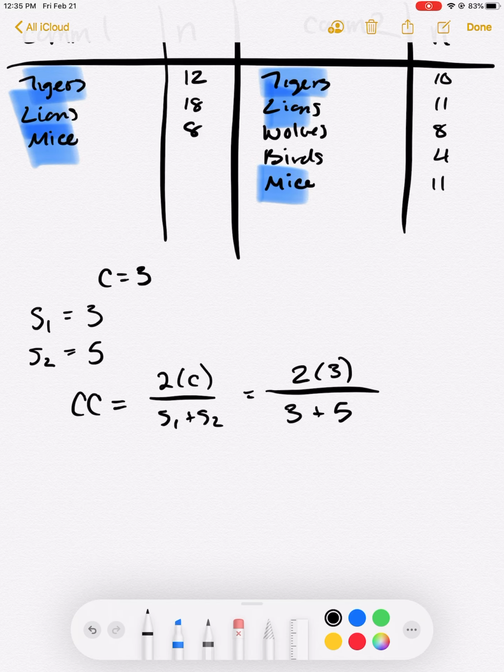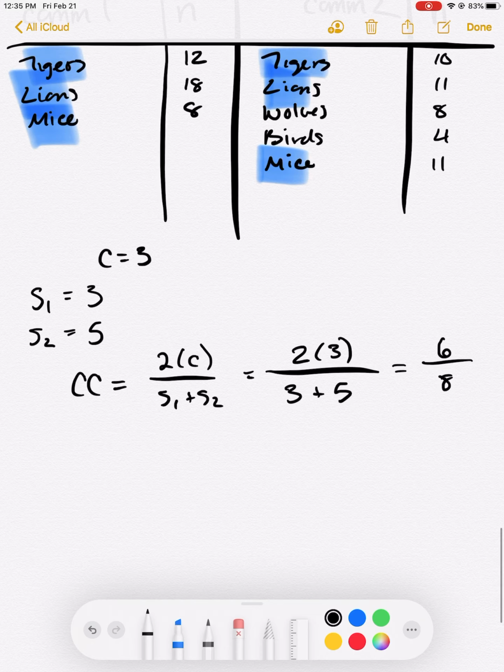So now you just need to multiply. 3 times 2 is 6, over 3 plus 5 is 8, 6 divided by 8. You want this in a decimal, so we're going to get 0.75. That is our value for community similarity.